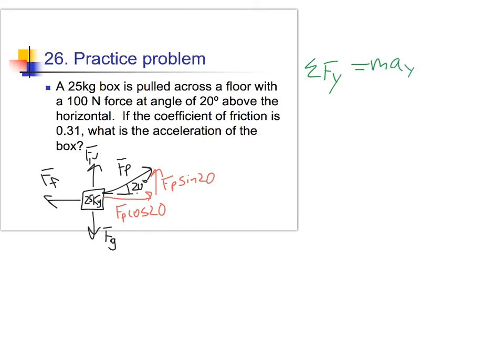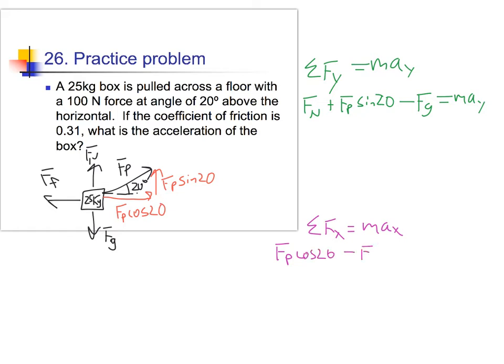So what do I have vertically? I have my normal force plus Fp sine of 20, minus the force of gravity, equals m times ay. I'm also down here going to set up my x equation. Sum of the forces in the x equals max. So what do we have horizontally? We have this Fp cosine of 20 minus that force of friction, and that is equal to max.